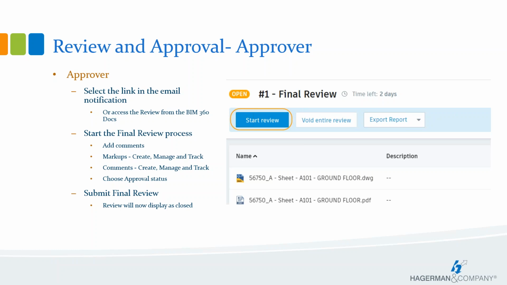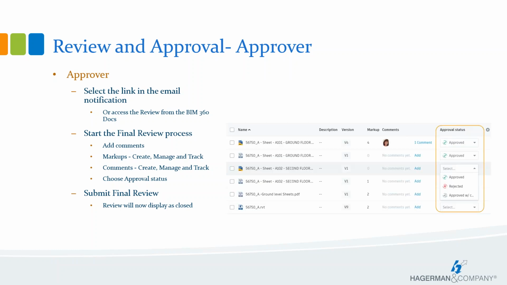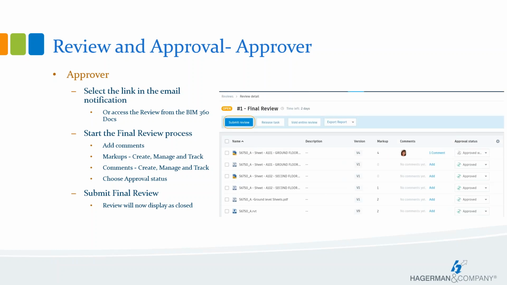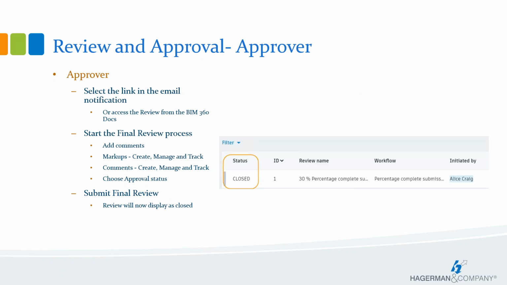The designated approver will set the approval status on a document-by-document basis. Note the approval on each document is version specific. Once the review is complete, the designated approver will select Submit Review to finalize the review process. This will close the review.